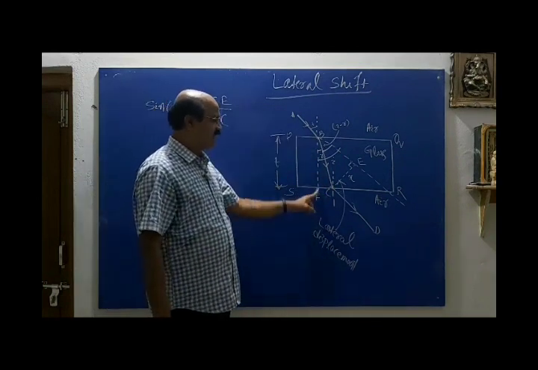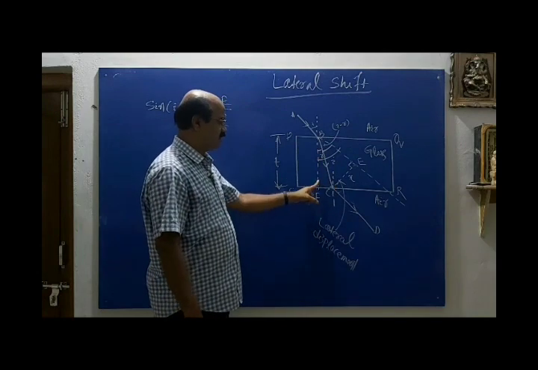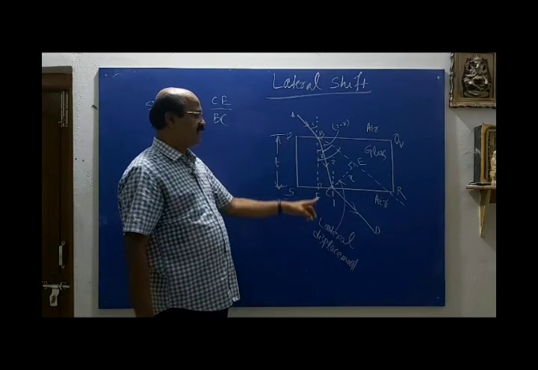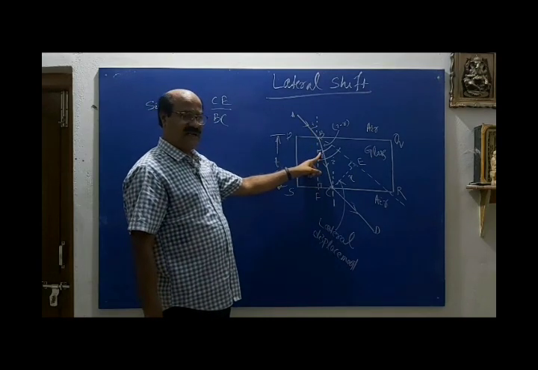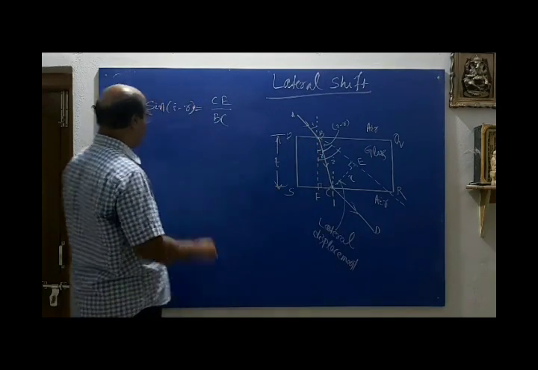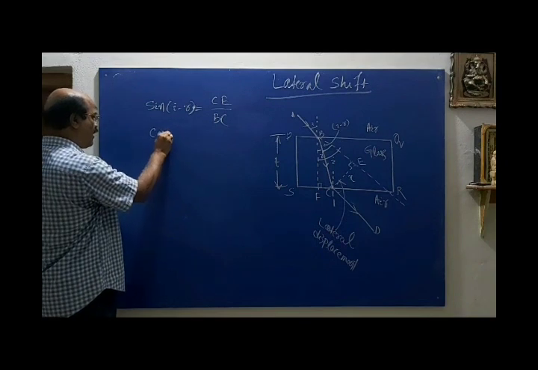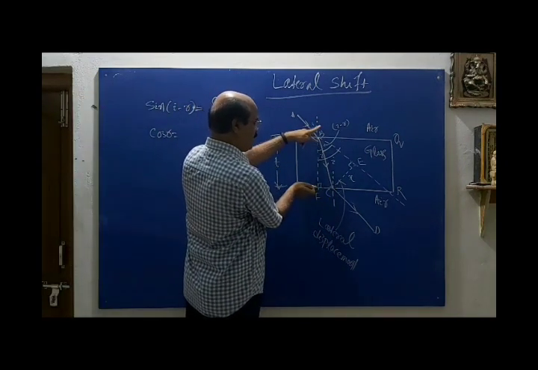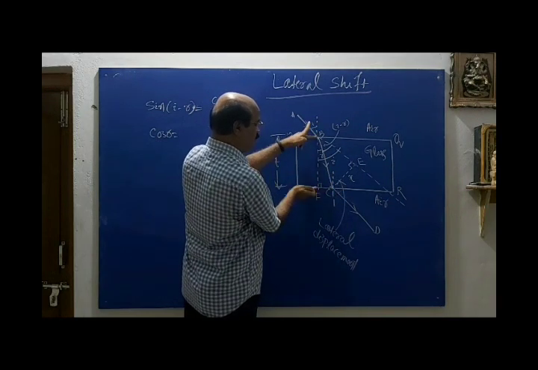BCF is another right angle triangle, because this is the normal. In this right angle triangle, cos r equal to B by H. Cos r equal to B by H, this is P, this is B, this is H.